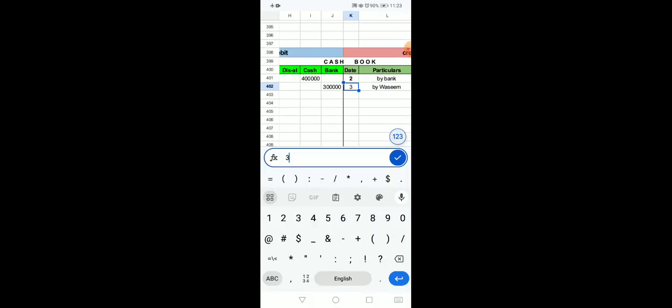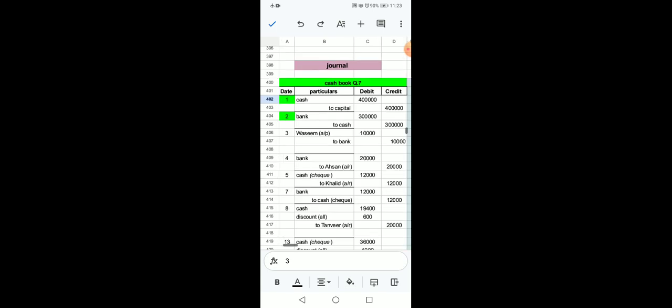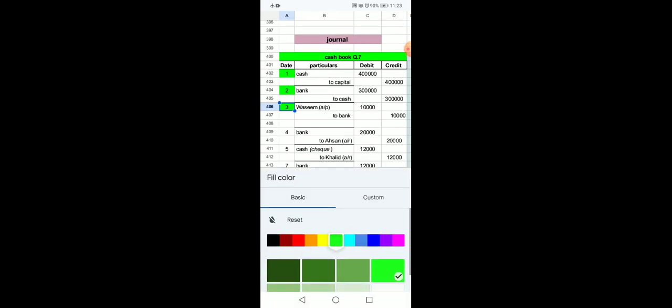And what was the date? 3, so you will mention 3 over here. Since this entry was having only one element, you can see there was only one element. Entry has been completed. Mark it as it has been done.